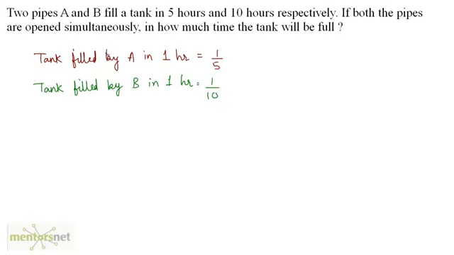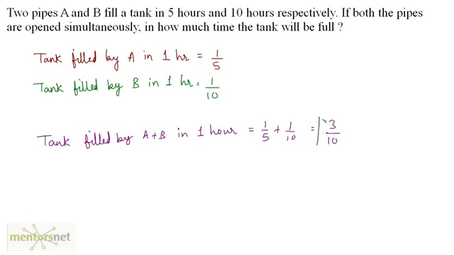Now, if both the pipes are open, we can calculate the tank filled by both of them in 1 hour, and that will be just the addition of these two terms. This will be 1 by 5 plus 1 by 10, and that's 3 by 10. So 3/10 of the tank is filled in 1 hour. What is asked? If both the pipes are open simultaneously, in how much time will the tank be full? So we want the time, let us call it x, when the tank is full. The tank is full when we consider it as 1.